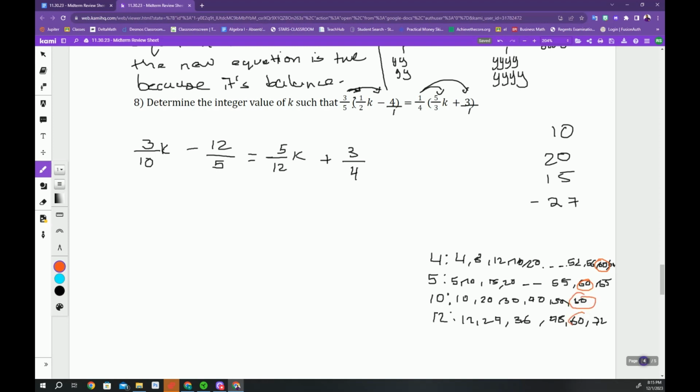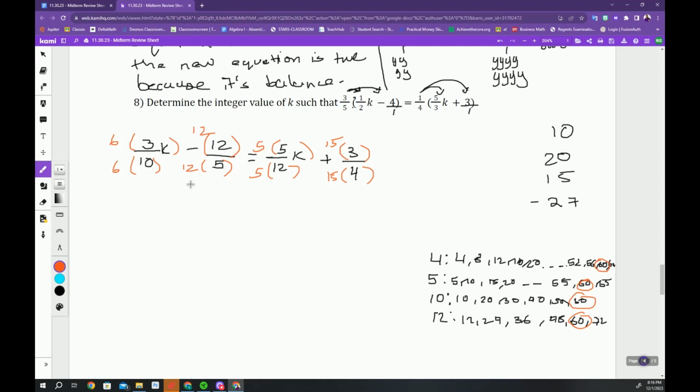Or if you could just figure out what value they all have in common, you can also just multiply them. So what I want to do is make all those denominators 60. 3 times 6, 6 times 10 will give us 60. What you do to the denominator, you do to the numerator. 5 times 12 will give us 60. What you do to the denominator, you do to the numerator. 12 times 5 will give us 60. You do it to both. And 4 times 15 will give us 60.